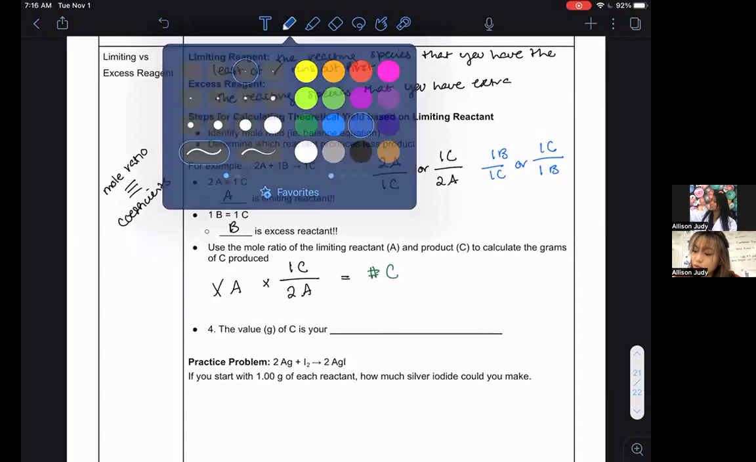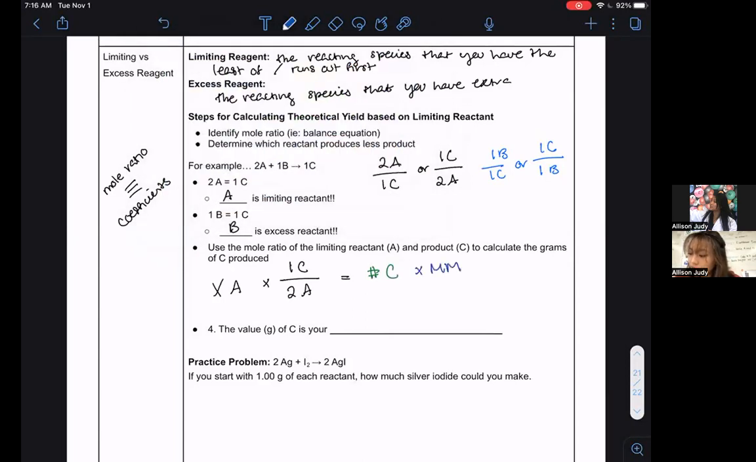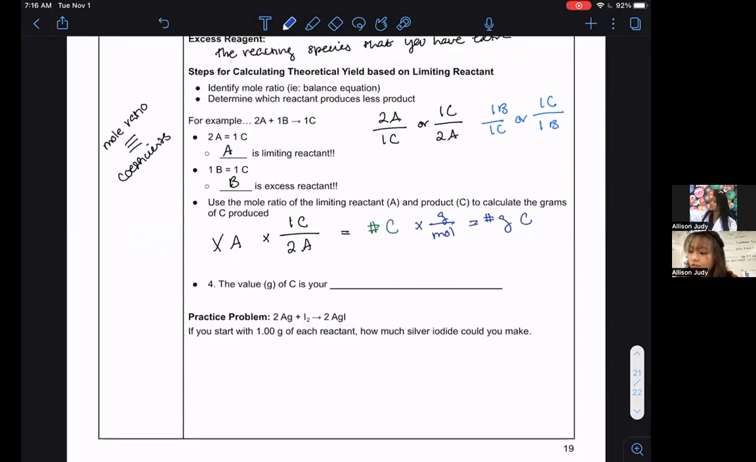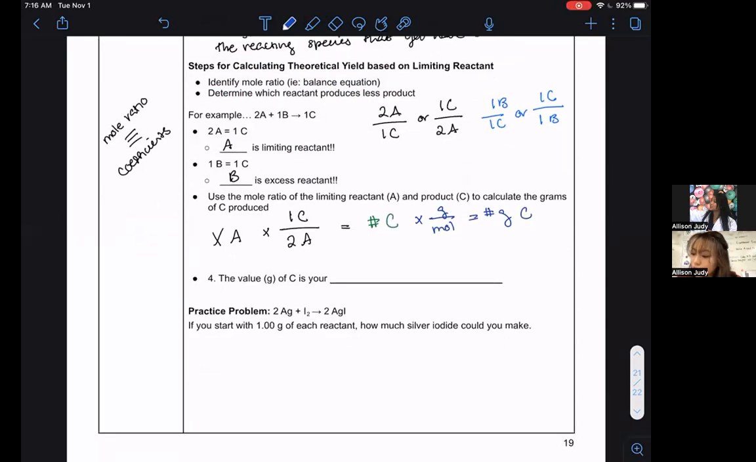And then what we would do is say, well, using the molar mass, which is grams per mole, I get some number of grams of sandwich, or whatever your product is. So that's the overall process. The value in grams of your product is your theoretical yield. This is based on what you have, what you'll run out of first. This is the most you can get.